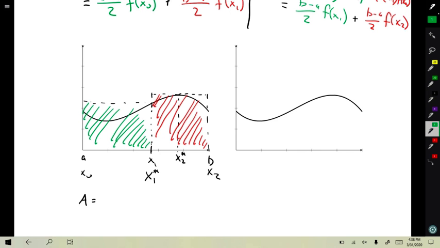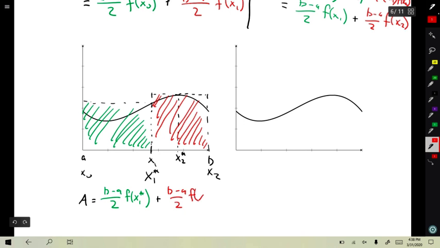So again, the base of the green rectangle is going to be b minus a over 2, and its height now is f of x1 upper star. For the red rectangle, again, its base is going to be b minus a over 2, and its height is now going to be f of x2 upper star.